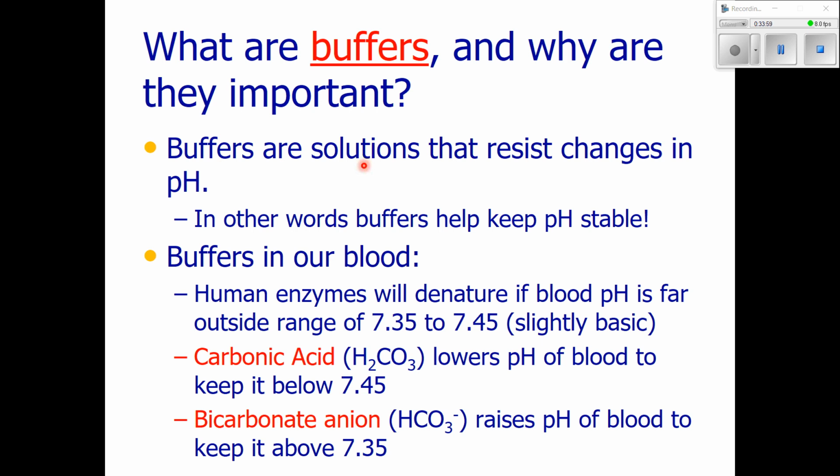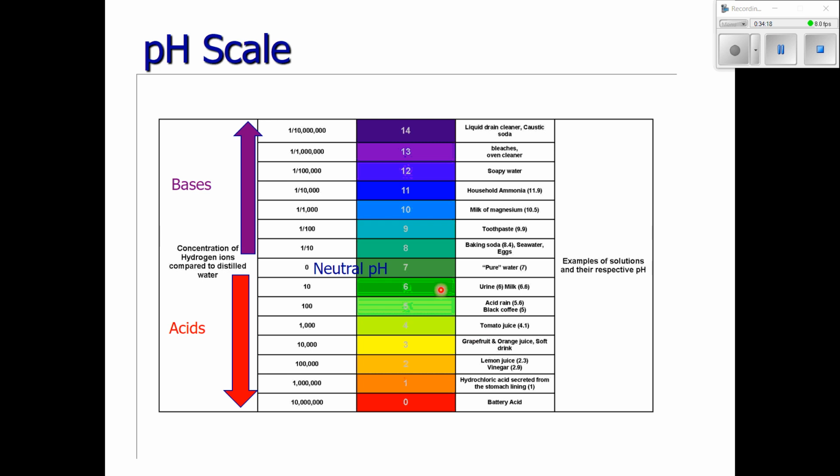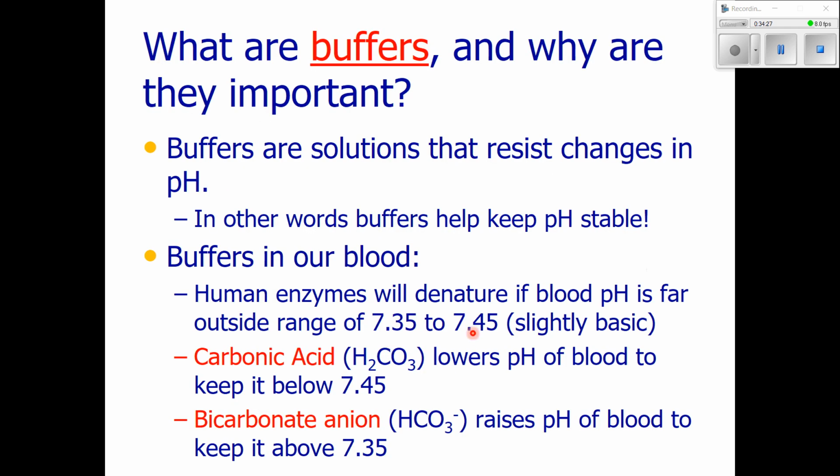And those enzymes that are essential for you to live are highly sensitive to changes in pH. Normal pH of human blood is somewhere between 7.35 and 7.45. So look at that on the pH scale. It's slightly above 7. So it's slightly on the base side. So we would say that normal blood is slightly basic. It has a very narrow range of pH. And all the enzymes in your body are able to function within that range of pH.